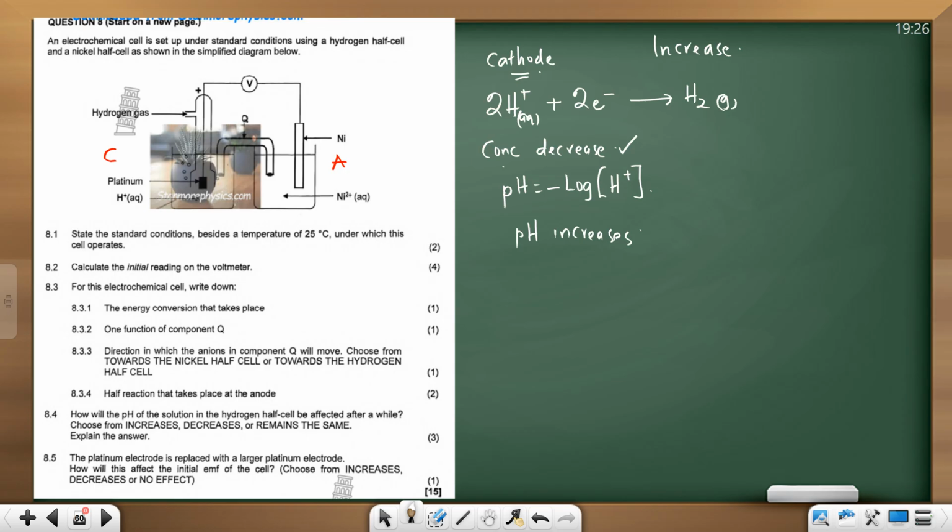The platinum electrode is replaced with a larger platinum. We did mention this. Where is the platinum? The platinum is on the cathode. What's going to happen?